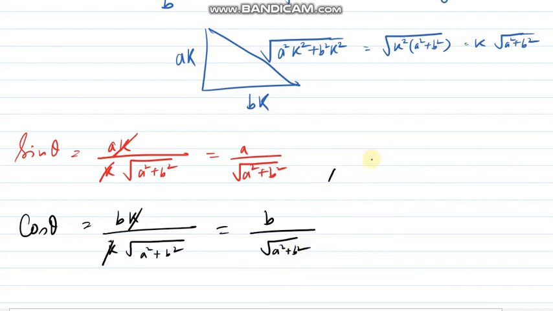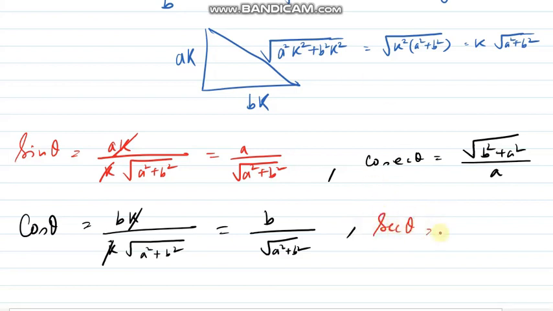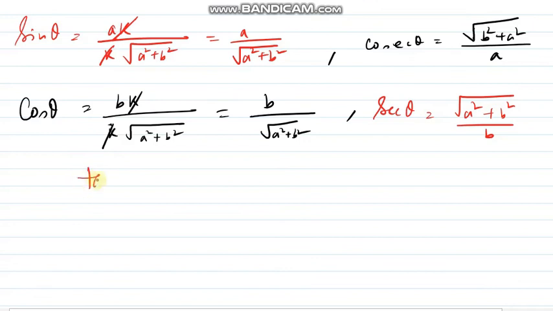As we know sin theta, my cosec theta will be the reciprocal of sin theta, that is root over of a square plus b square divided by a. Just by mistake I wrote that b square in front. So sec theta will be root over of a square plus b square divided by b. I know tan theta as a divided by b. Hence my cot theta will be b divided by a. Is it fine? So that's it for now.